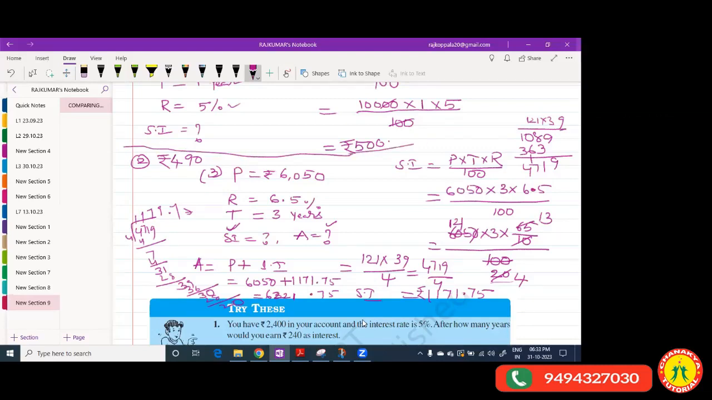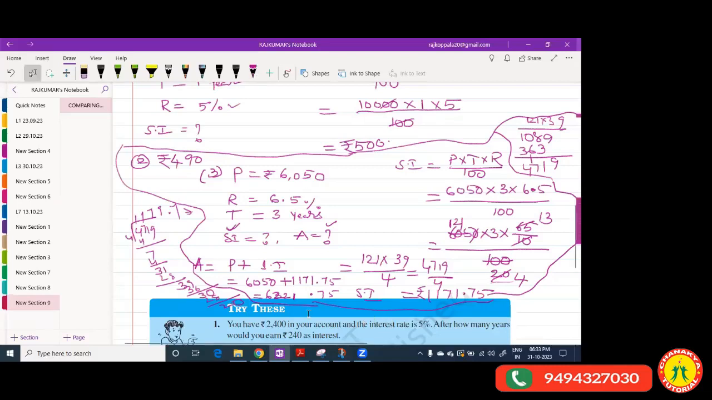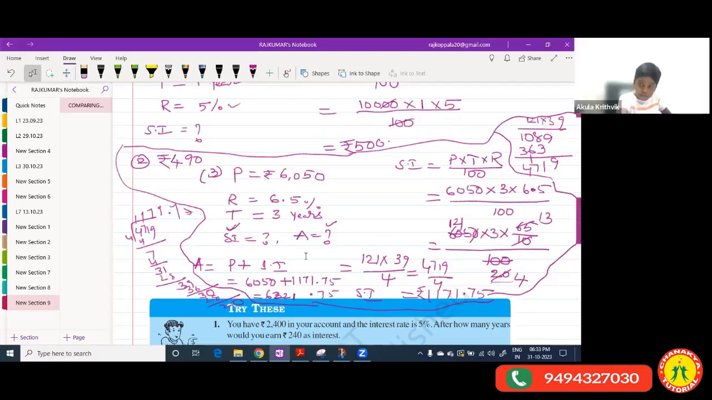Like this simplification only, calculation part only difficult, but everything is same only. First we have to find the interest using that formula. Okay, using that formula, right? You write this one first. Understood everyone? Yes, sir. Yes, sir.